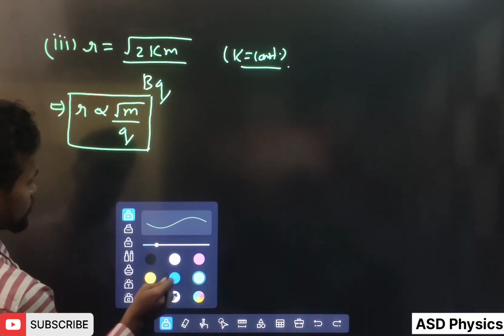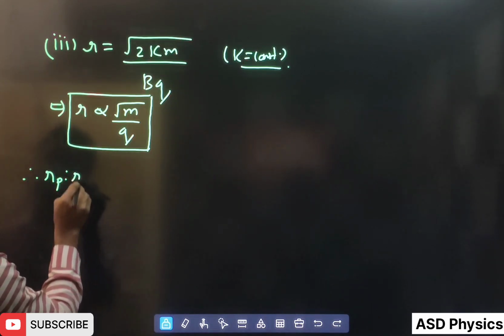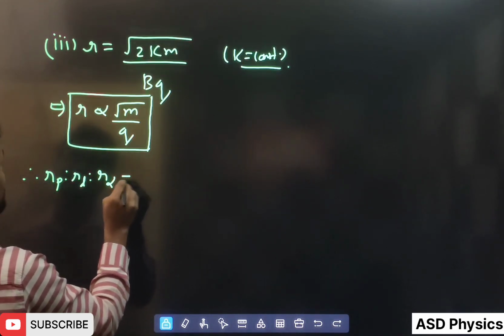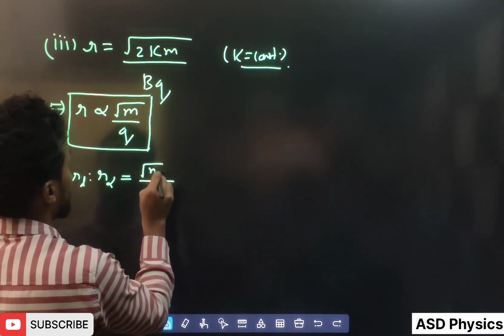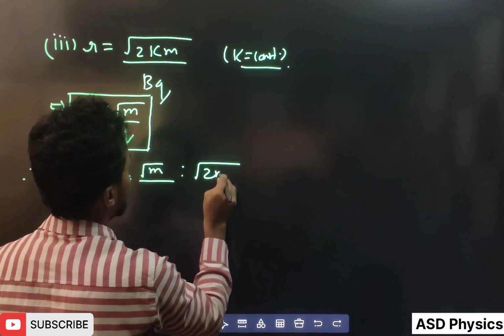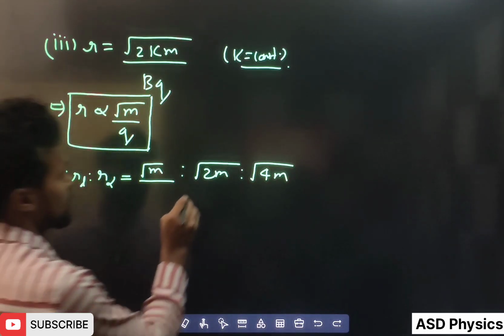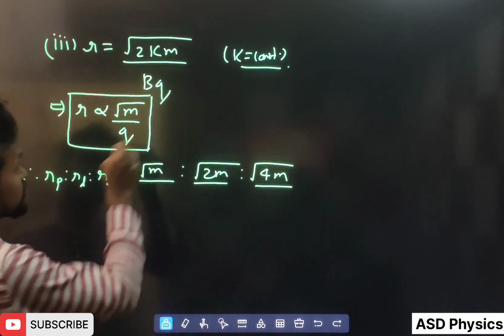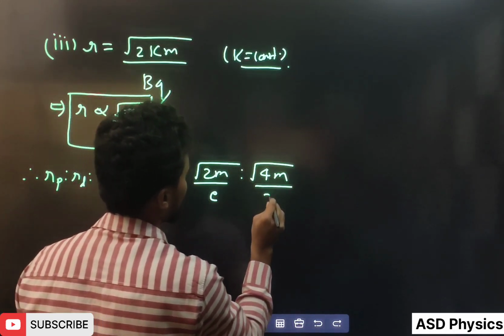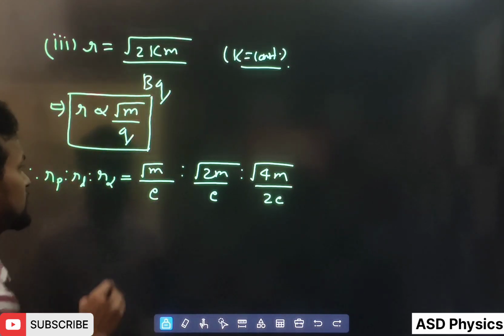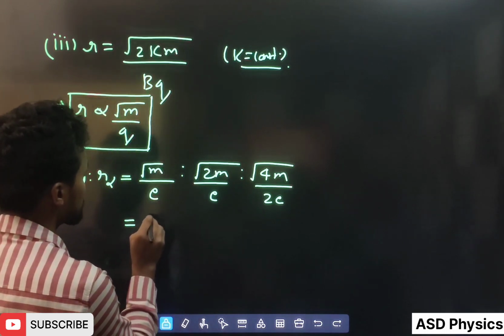So now again, students, if we write here the ratio, so see here this ratio: proton, deuteron, and alpha particle. Again, let's write for the mass first. M, 2M, here 4M. Now after that, charge, only Q is there. That means again here, students, see E, here E, and here how much? 2E. Correct? Then what will happen here? Root M by E, from all will cancel out.